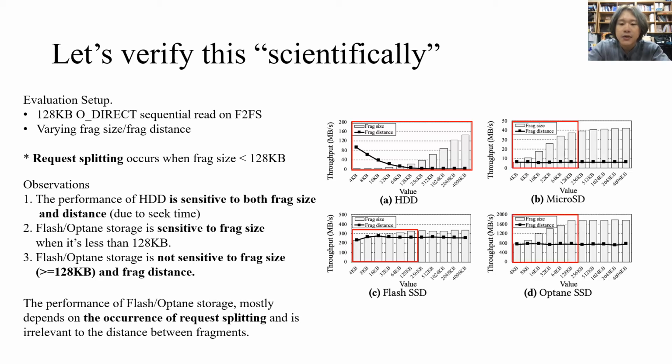On the other hand, none of the flash-based storage is sensitive to frag distance because they do not have seek time. Instead, they are sensitive to frag size until the frag size becomes the request size, and the performance gain gets smaller after that. This means request splitting is a critical factor to the performance of modern storage devices. From these experiments, we can guess that the performance of modern storage devices mostly depends on the occurrence of request splitting and is irrelevant to the distance between fragments.